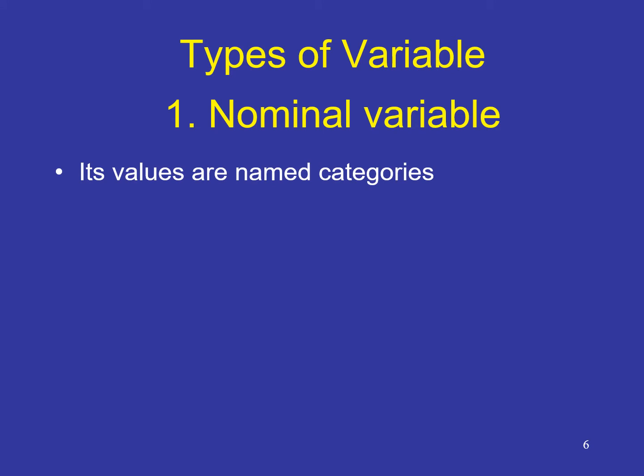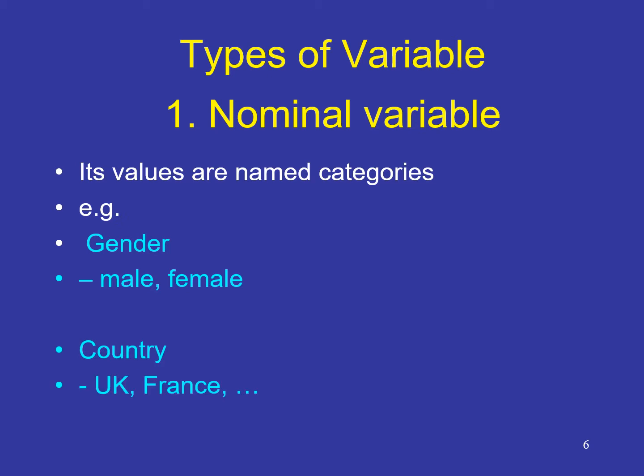Now, a nominal variable is when its values are named categories. So, for example, gender. That's either male or female. They're named categories, so it's nominal. Country: could be UK, France, German, Chinese, etc. Again, these are named categories, so they're nominal.